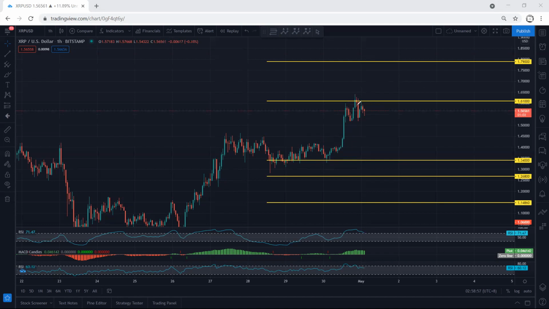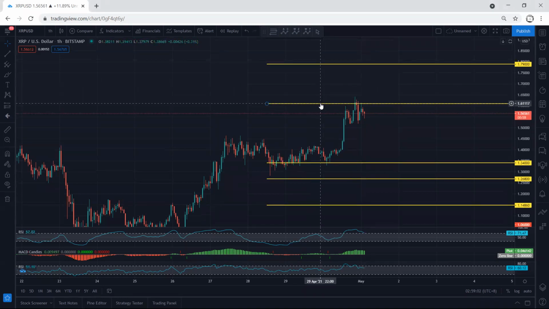Now the question is whether we can look for continuation, because we mentioned in our analysis that after the breakout of 1.61, the next target we're looking for is 1.79.